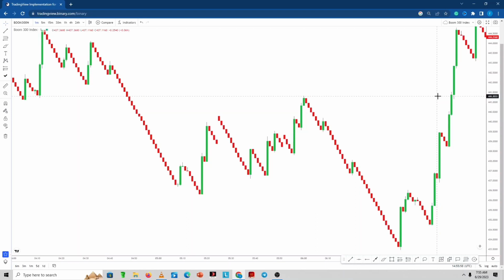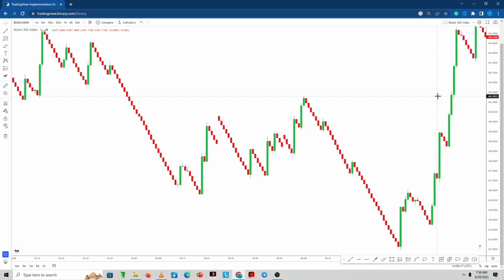This is a strategy that we're going to be using on the 1 minute time frame, and you can use this strategy on Boom 300 Index, Crash 300 Index, Boom 500, Crash 500, Boom 1000 and Crash 1000 Index, meaning we can use this strategy on all Boom and Crash pairs.